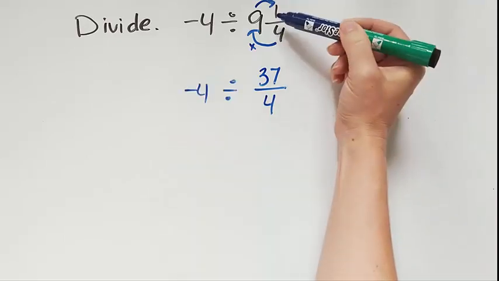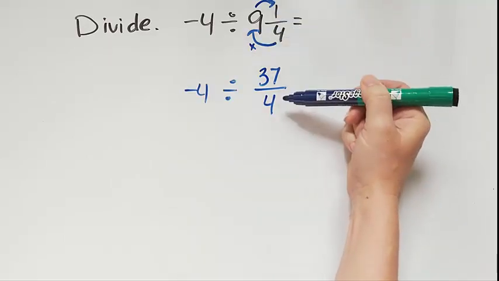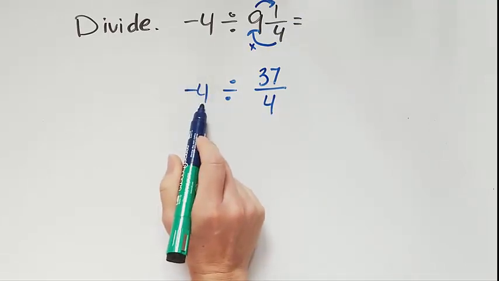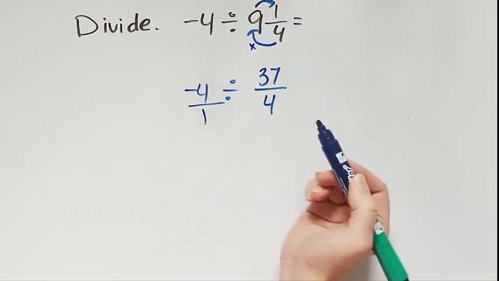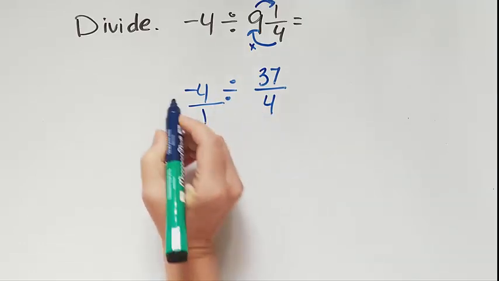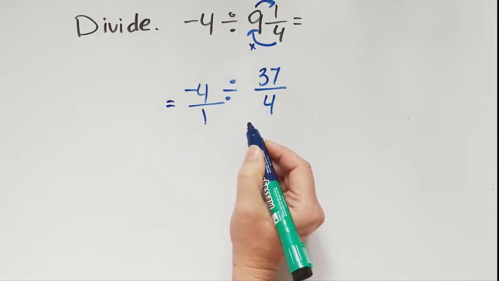So we just went ahead and rewrote the fraction 9 and 1/4 into 37 over 4. Well, now this needs to be a fraction in itself. Throw it over 1, it's now a fraction. How do we divide fractions? Well, we actually don't divide fractions. We cheat and we multiply.